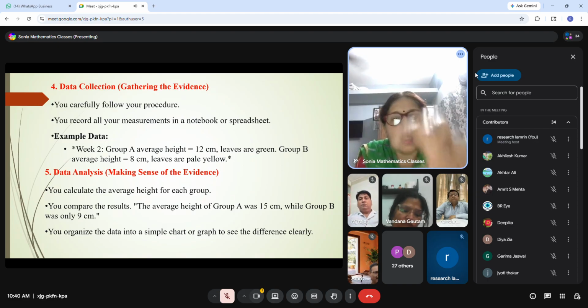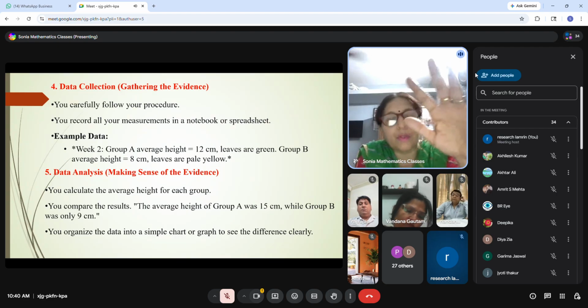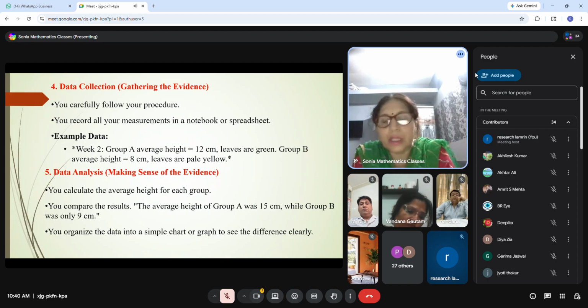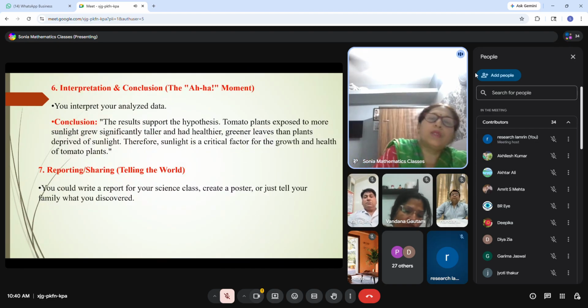ठीक है, तो obviously जब भी आप research करोगे, you will do a systematic process, then you will find the results, then show those results with charts or graphs also. Okay? उससे बहुत अच्छा impact पड़ता है, तो आपके जो acceptance के chances होते हैं वो काफी good हो जाते हैं. Then interpretation and conclusion.